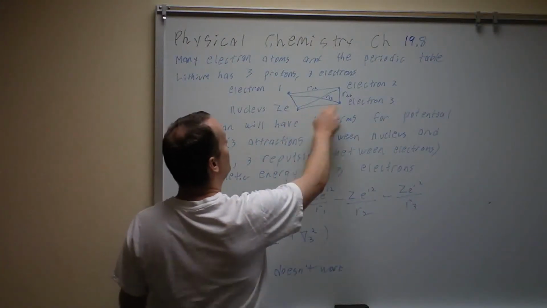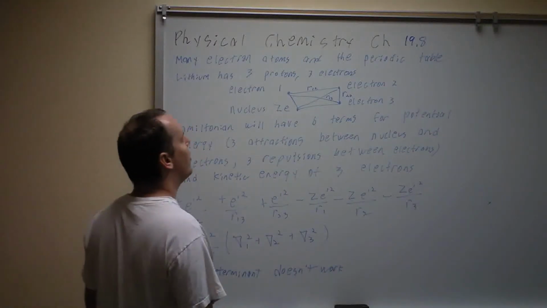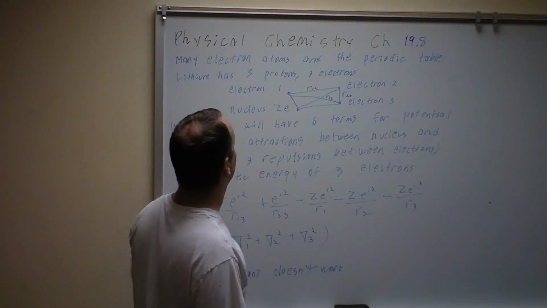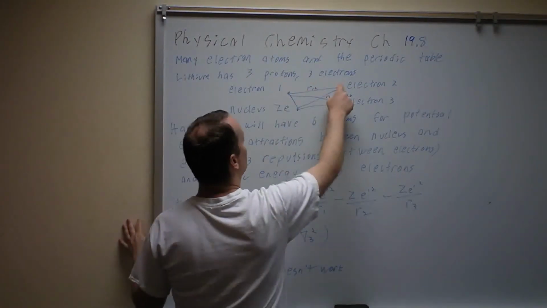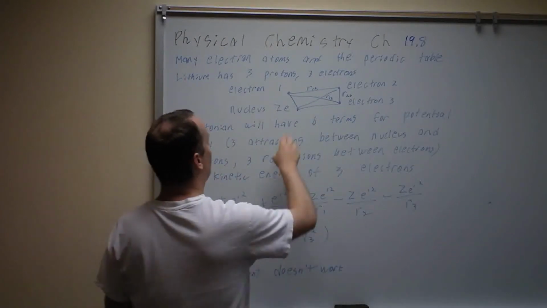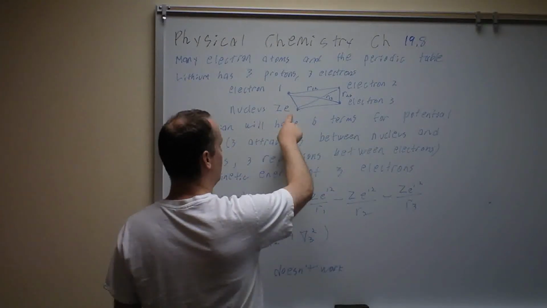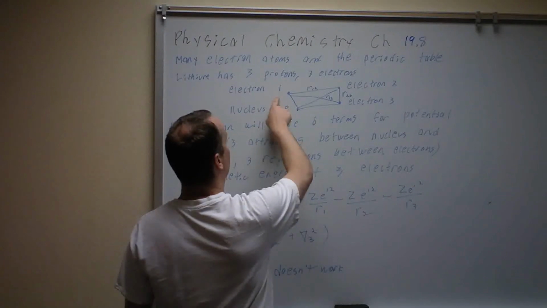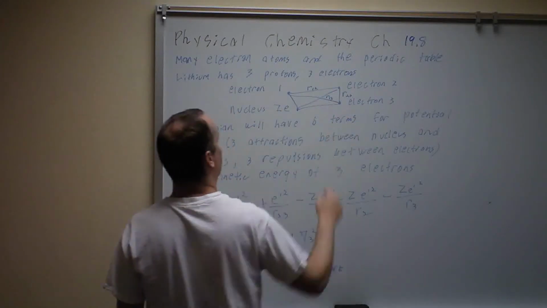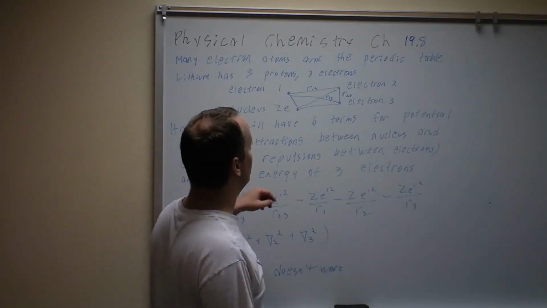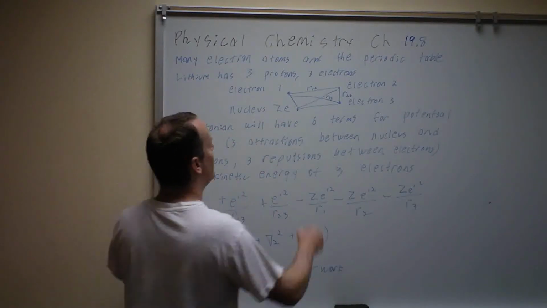So I drew it as sort of a rectangle, but again, that's sort of arbitrary just to keep it neat up here. So we have the nucleus and then 1, 2, 3 electrons. So the nucleus, remember, has got the charge Z times the charge of the proton. And then, of course, we have electron 1, electron 2, electron 3. Now, the Hamiltonian is going to have 6 terms then for the energy.